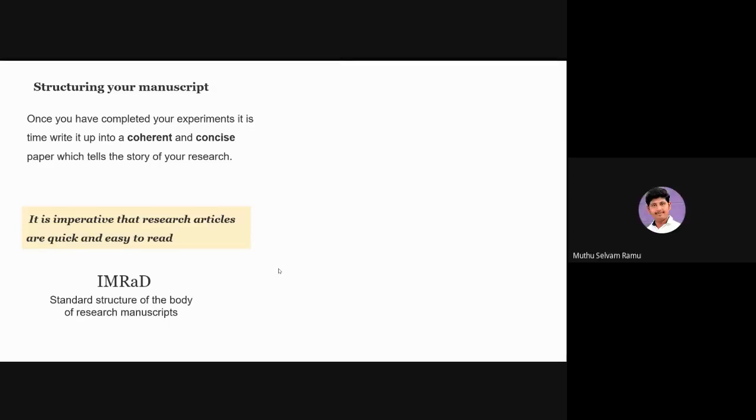So it is imperative that research articles are quick and easy to read because many of us don't have much time to spend on the manuscript. So people would have a brief glance at any research article. So in that glance, you should attract the reader. That is the main purpose or main success of a manuscript, or success of an article, to get more citations. You have to attract the reader who is reading it in a brief way.